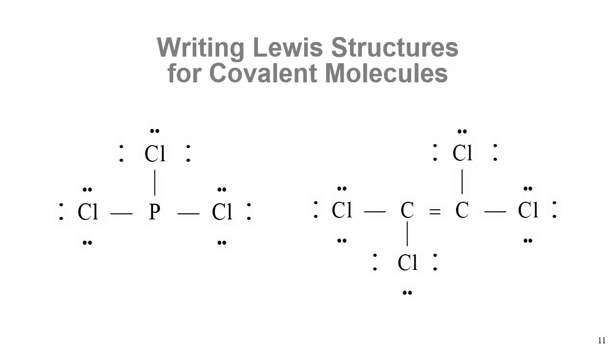These are examples of Lewis structures for PCl3 and C2Cl4. You can see that in PCl3, all the electrons are enough. This is a stable compound. And for C2Cl4, the electrons are all occupied by the four Cl, making the double bond between C and C.